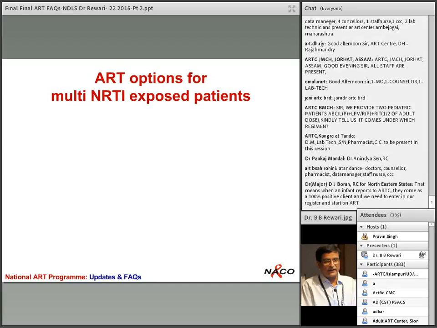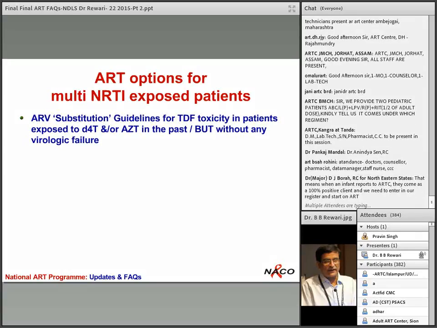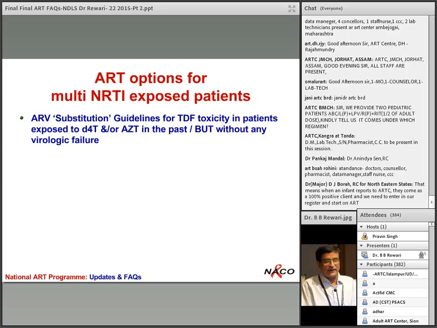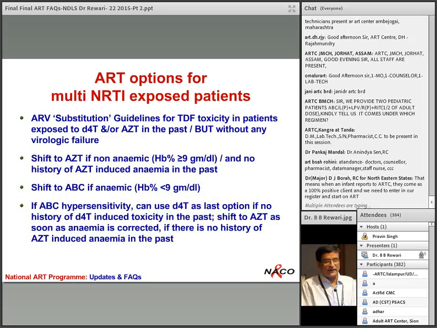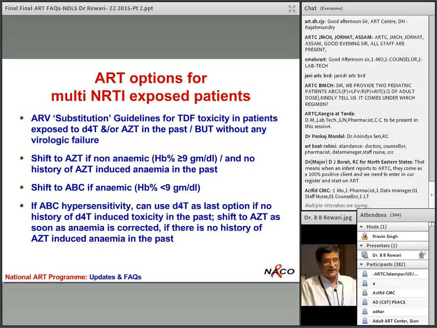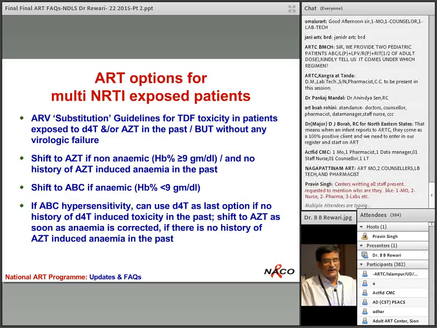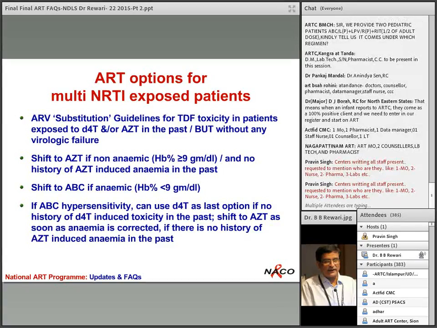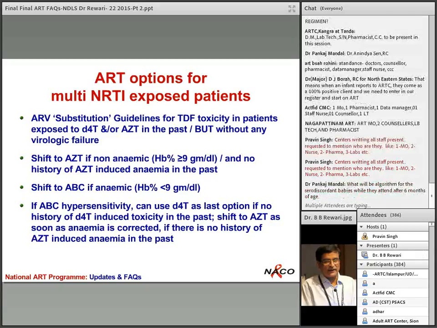For a multi-NRTI exposed patient, the substitution guidelines are: if they have got tenofovir toxicity, then these patients need to be substituted with zidovudine if they are not anemic, or with abacavir if they are anemic. If there is abacavir hypersensitivity, in those rare situations where they are anemic and abacavir hypersensitivity is there, we can use stavudine if there is no history of stavudine induced toxicity, but shift them to AZT within the next 2 or 3 months after building up their hemoglobin, which can be built up because of ART also, and which can be built up if there are other reasons for them to be anemic.